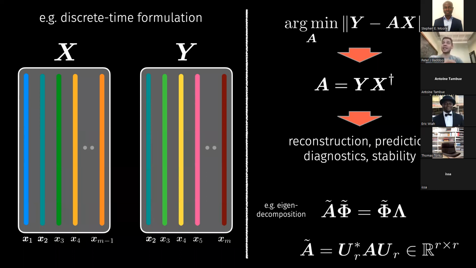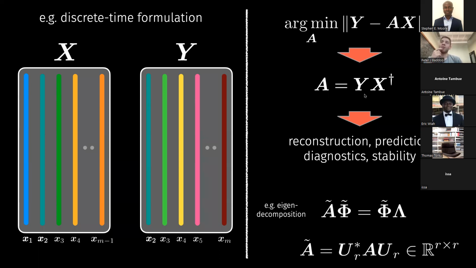And there's an exact solution for this minimization problem in terms of the Moore-Penrose pseudo-inverse. So as we know, not every matrix has an inverse, especially rectangular matrices, but every matrix does have a pseudo-inverse, which is in a sense the closest thing you can get to an actual inverse. So that pseudo-inverse is denoted with this dagger symbol here. And the A that minimizes this error is just given by this YX pseudo-inverse.